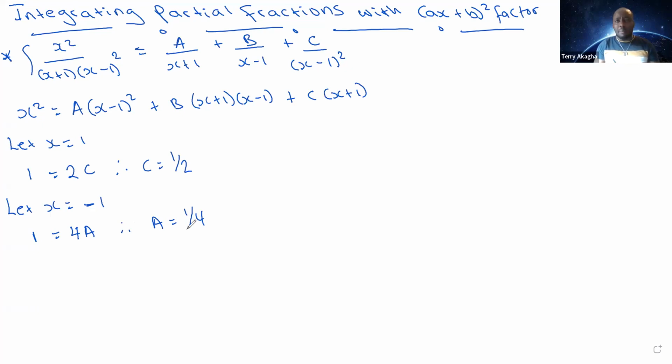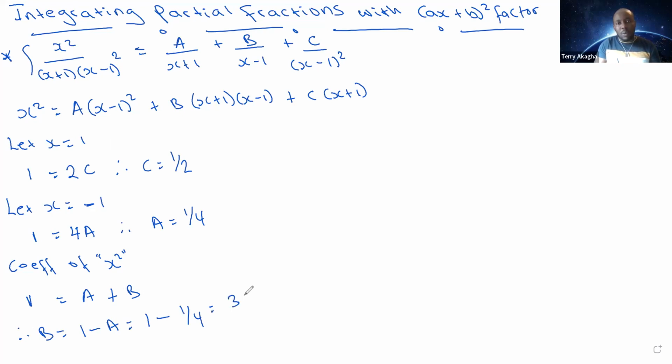Now, we've gotten that, so there's nothing else we can do. So we have to now compare similar terms here, like what I showed in the previous video. I'm going to look for the coefficients of x squared. The coefficient of x squared here is going to be 1. Coefficient of x squared here is going to be A. Coefficient of x squared here is going to be B. Coefficient of x squared here is going to be 0, okay? But I know my A is 1 over 4, so I can find my B. So B is going to be 1 minus A, which is 1 minus 1 over 4. So B will be equal to 3 over 4. So we're done with that.